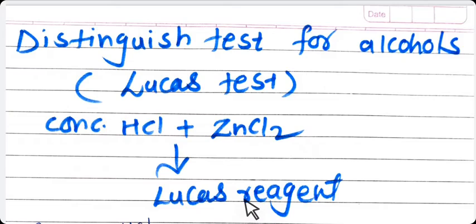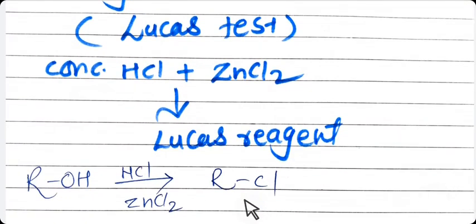Now the next topic is distinguishing test for alcohol, and this test is known as Lucas test. What is Lucas reagent actually? Concentrated HCl plus zinc chloride gives Lucas reagent. So students, primary, secondary and tertiary alcohol can be distinguished from each other in the laboratory using Lucas reagent. See the reaction involved. ROH in presence of Lucas reagent gives RCl, means alcohol changes into alkyl chloride.